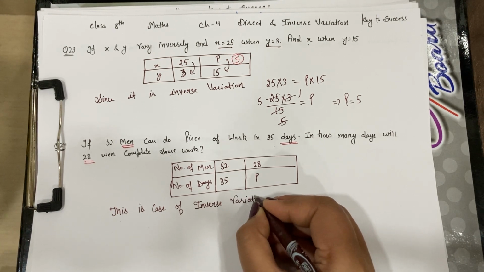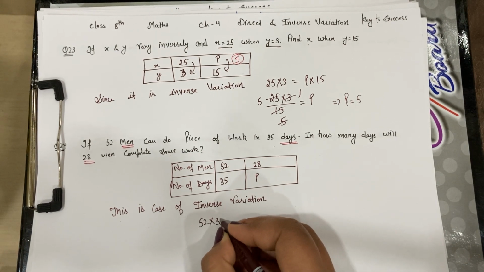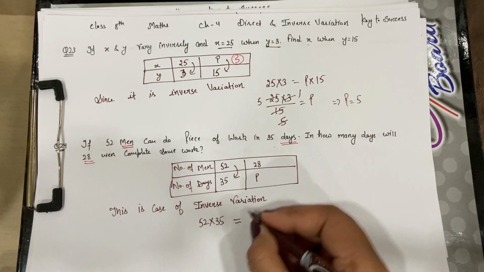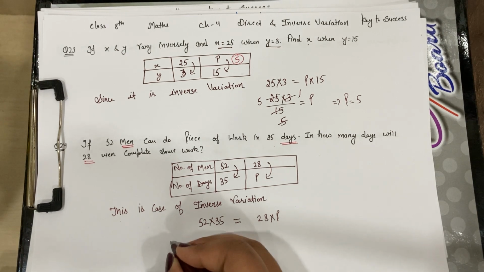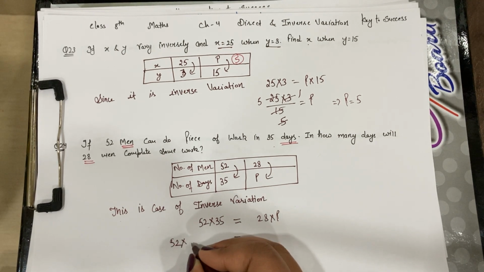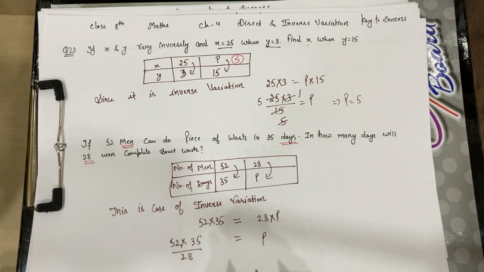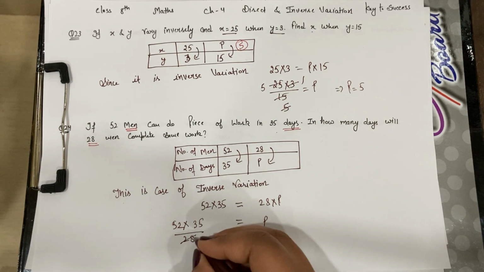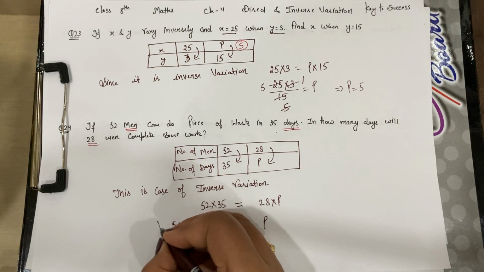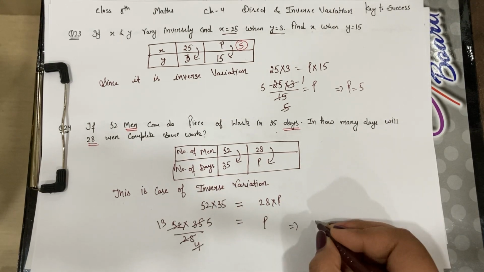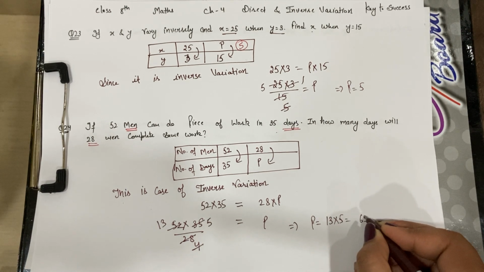So what will we be doing? Multiplying it up and down. This will be multiplied by this is equal to this will be multiplied by P. So 28 is in multiplication, send it to division. On the table of 7, 7 4s are 28, 7 5s are 35. On the table of 4, 1s are, 3s are. So P is equal to 13 into 5, which gives you 65.